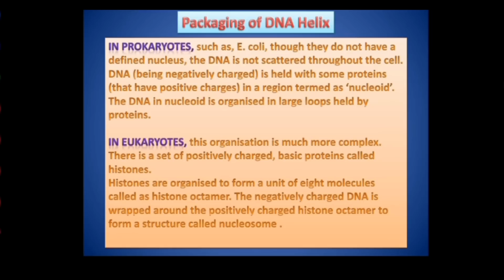Where do we have DNA? So in the case of prokaryotes, DNA is organized in loops held by protein. So it is not that DNA is scattered throughout the cytoplasm of the prokaryotic cell, because in prokaryotes membrane bound cell organelles are absent. That means DNA is scattered in the cell? No, that is not true. What happens is DNA is concentrated in one region and DNA gets organized into loops.